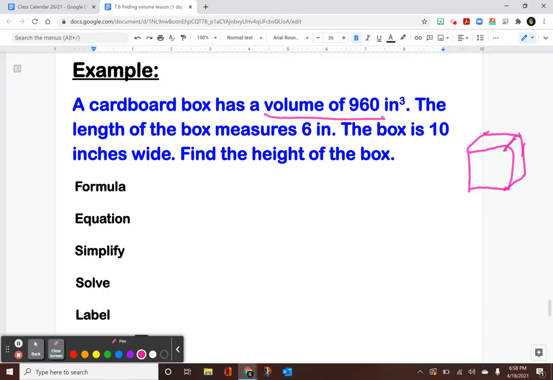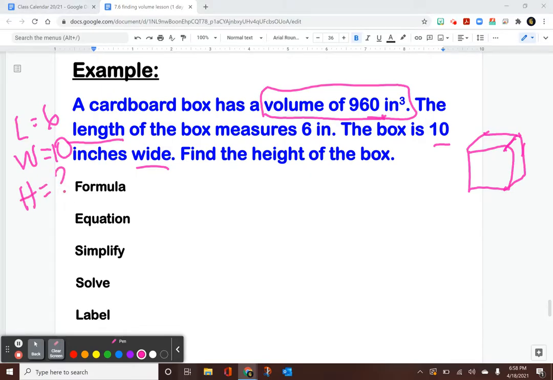I know the volume is 960 cubic inches. I know my length is 6, and I know my width is 10. The question is, what's the height? Since I know most of my values here, I'm going to choose my formula for volume. V equals L times W times H, or volume equals length times width times height.